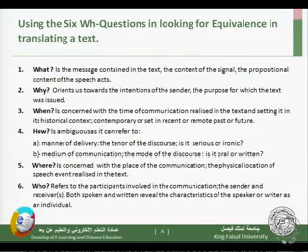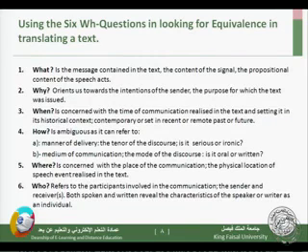Now, question number 4, how? How is a bit ambiguous. Ambiguous means vague, not clear. So it could refer to two things. First, the manner of delivery: how was the message delivered? They call it the tenor of the discourse. Was the manner of the writer or the speaker serious or ironic or comic?